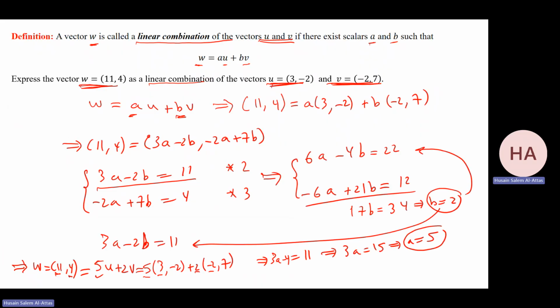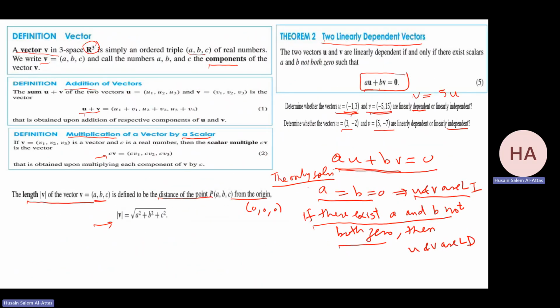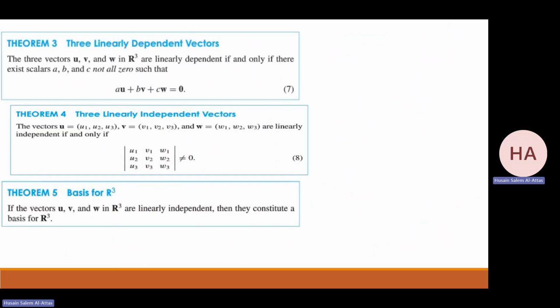Now we'll extend that idea of linear dependence or independence to three vectors. The same idea, but now the equation will be AU plus BV plus CW, since I have three vectors, U, V and W. We say they are linearly dependent if there are scalars, not all zero, at least one of them non-zero, so that I have this relation: AU plus BV plus CW equals 0.